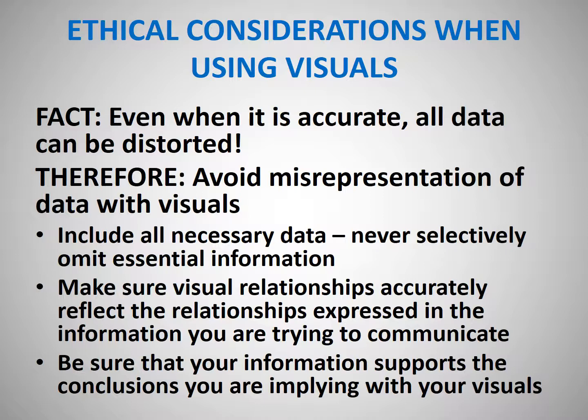So what that means in real life, as I am choosing and incorporating visuals into my text, I want to make sure that I include all necessary data. By necessary, I mean all the information that my reader will need to fully understand. Okay? So I include all necessary data. I never selectively omit essential information. I do not omit information that does not agree with me. I am honest and say there is conflicting information here.